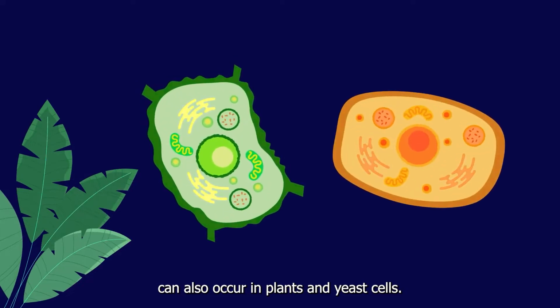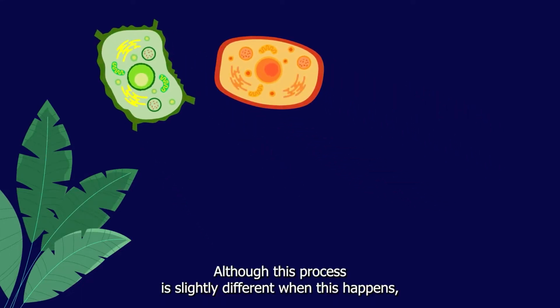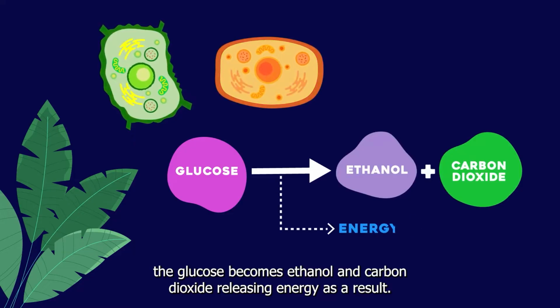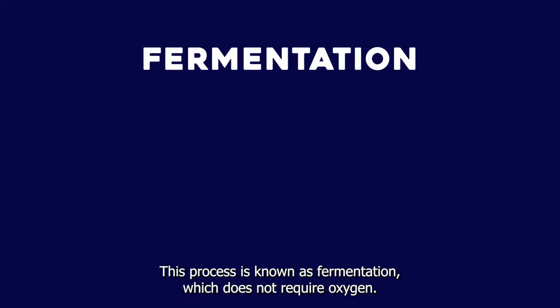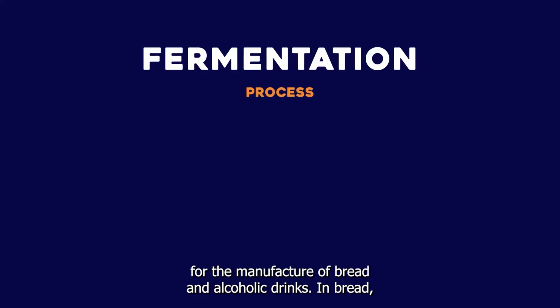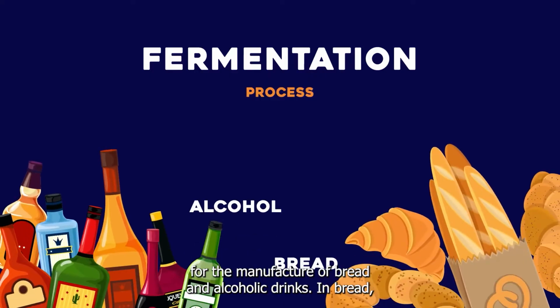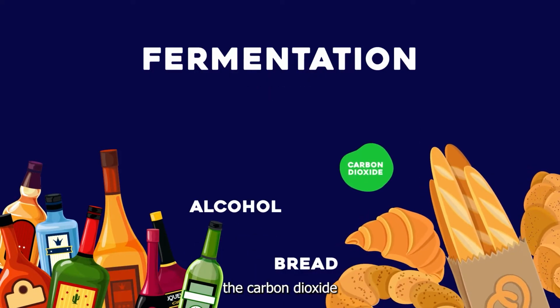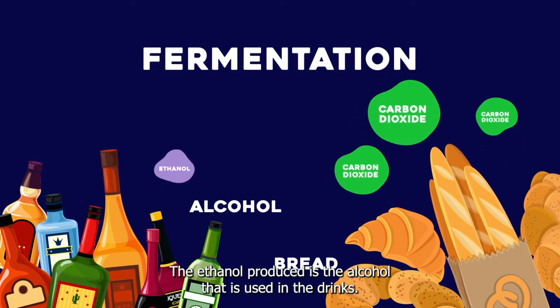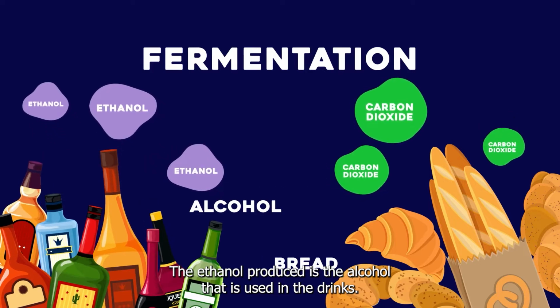Anaerobic respiration can also occur in plants and yeast cells, although this process is slightly different. When this happens, the glucose becomes ethanol and carbon dioxide, releasing energy as a result. This process is known as fermentation, which does not require oxygen. Fermentation is a valuable process for the manufacture of bread and alcoholic drinks. In bread, the carbon dioxide causes it to rise, giving it that fluffy texture that people love. The ethanol produced is the alcohol that is used in the drinks.